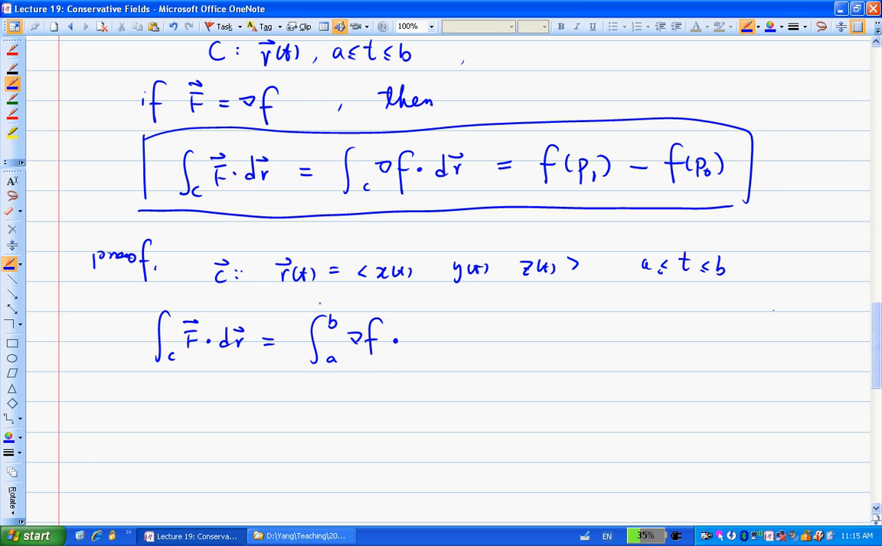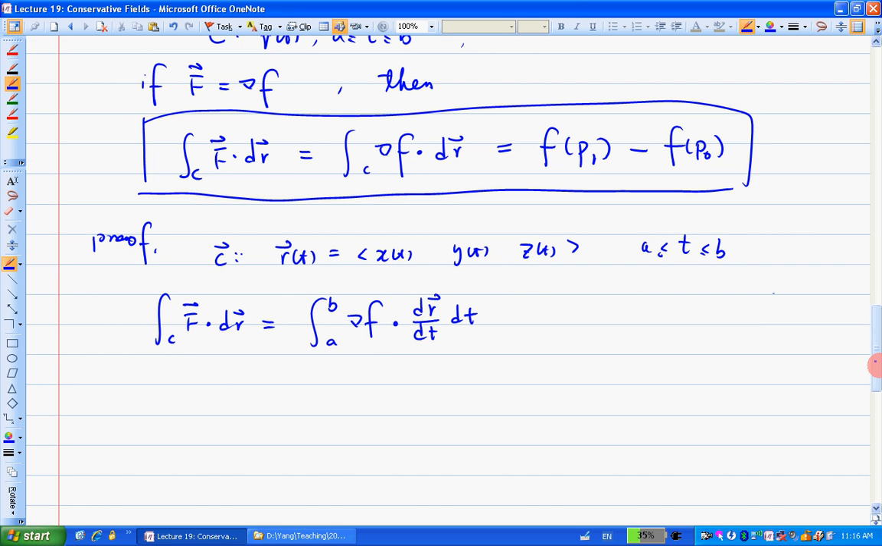this one, right? So I replace the F with del f, and this dr here, let's say I write as dr over dt and dt. So that's the same thing. This is basically the definition of a line integral now.